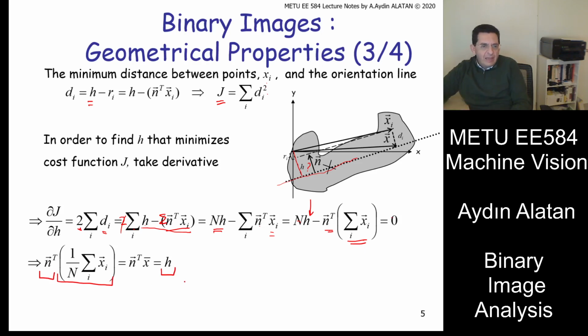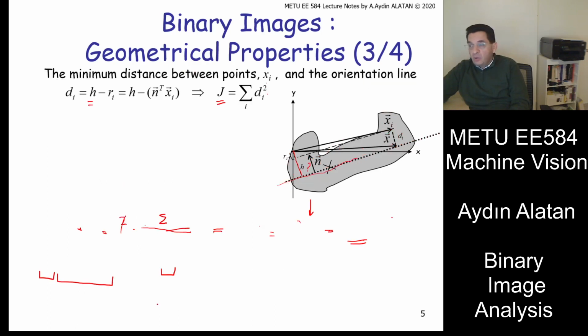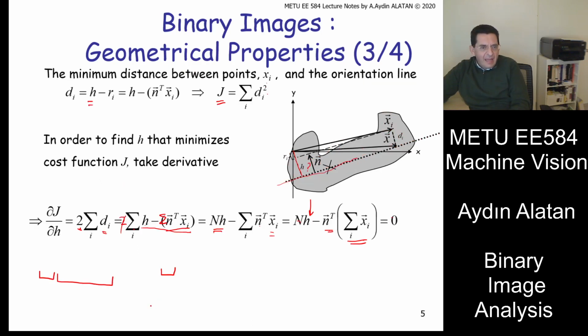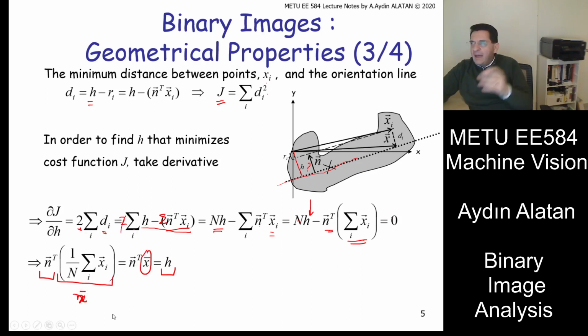Okay, first of all, let's remember what it was. An arbitrary point on a line satisfies this. Now instead of the x vector, I have another vector, which is equal to h. What is that? That's equal to this one. This new vector is this. What is this vector? This is our first order moment for the horizontal and the vertical component. This is a vector.